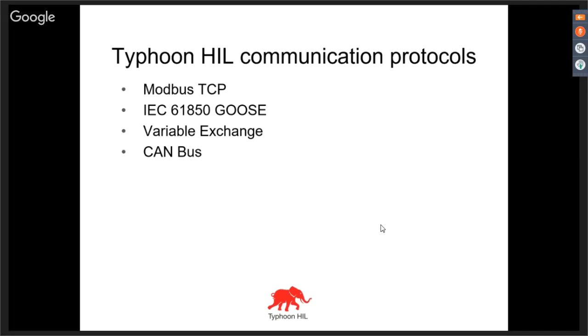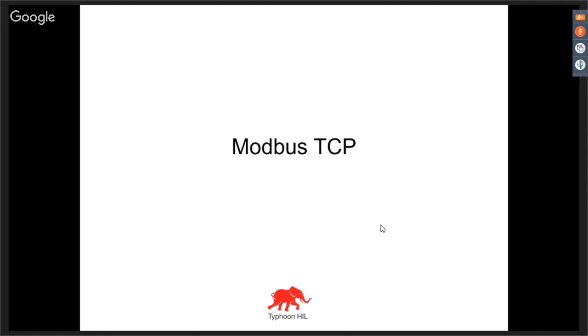First, let's see what communication protocols are implemented in the Typhoon HIL toolchain. First we have Modbus TCP, the GOOSE protocol, which is a protocol from the IEC 61850 standard, the variable exchange protocol and the CAN bus protocol. We will give a short theoretical introduction for each protocol and show you how it's implemented and how it's configured. So first, let's start with Modbus TCP.